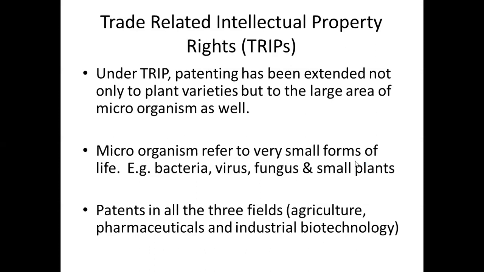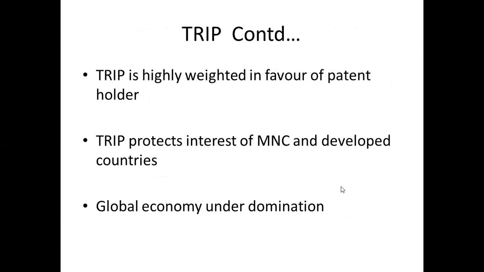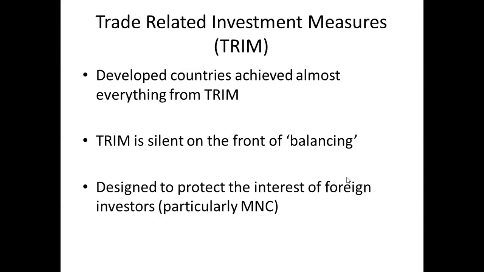And there are also seeds for cotton. These seeds are being developed and sold by these MNCs. There is a huge business. So this was about TRIPS. TRIPS is highly weighted in favor of the patent holder. TRIPS protects the interests of MNCs and developed countries. So the global economy is under domination. So that was TRIPS.